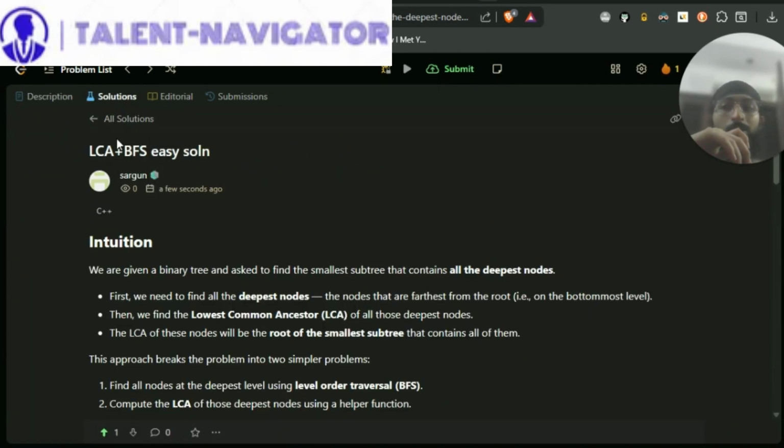So how do we solve this? Let us go to the solution. I have posted the solution in the solutions tab. You can find this under my name.